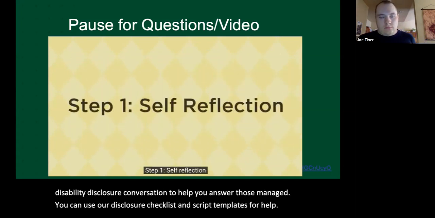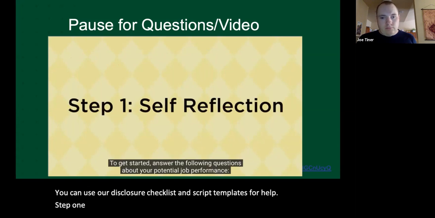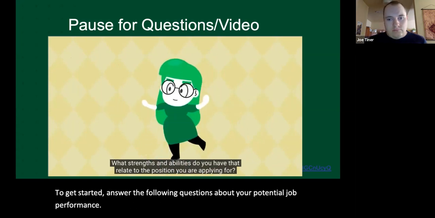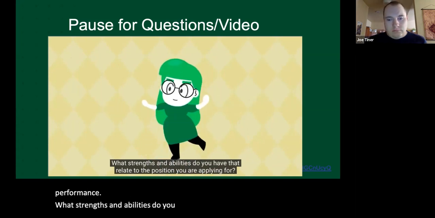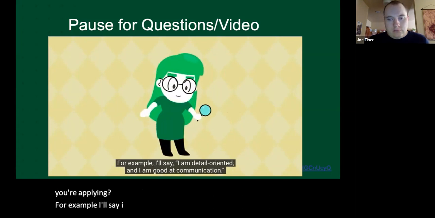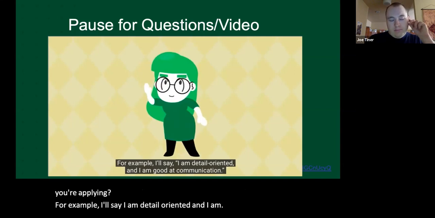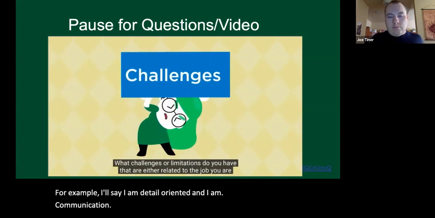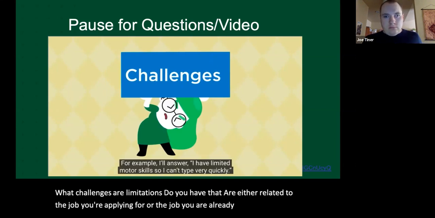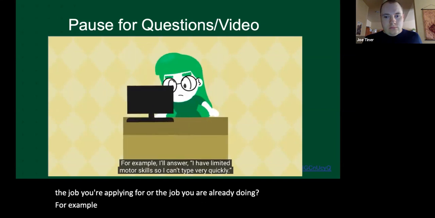Step 1. Self-reflection. To get started, answer the following questions about your potential job performance. What strengths and abilities do you have that relate to the position you're applying for? For example, I'll say, I am detail-oriented and I am good at communication. What challenges or limitations do you have that are either related to the job you're applying for or the job you are already doing? For example, I'll answer, I have limited motor skills, so I can't type very quickly.